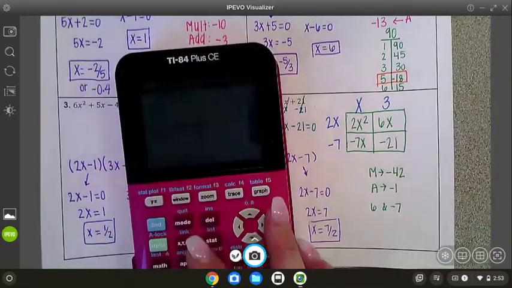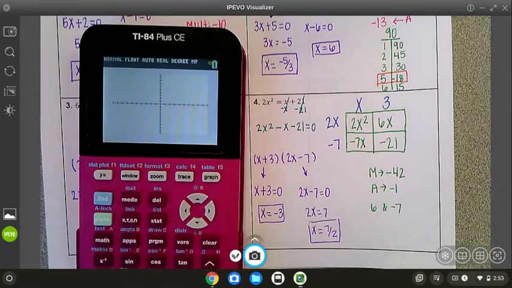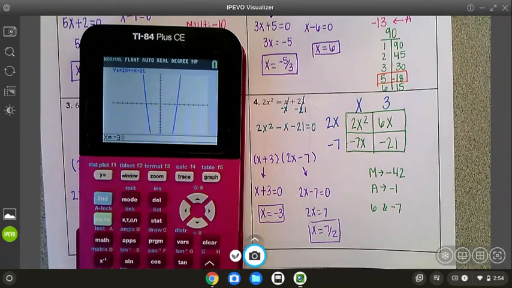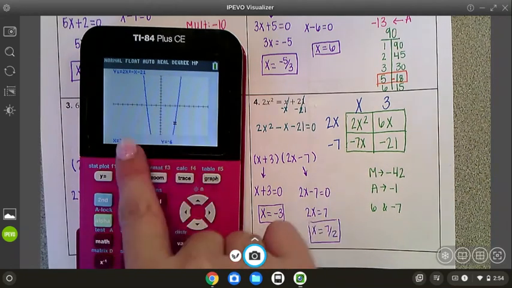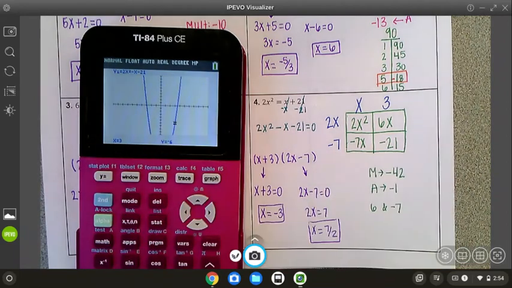And then you should always check your answer. Let's check our -3. Yep. Let's check our 7/2. Yep, looks good. If you had, let's say you had picked like +3 instead of -3, notice that did not fall on the x-axis. My y is not 0. So a +3 would not be correct.